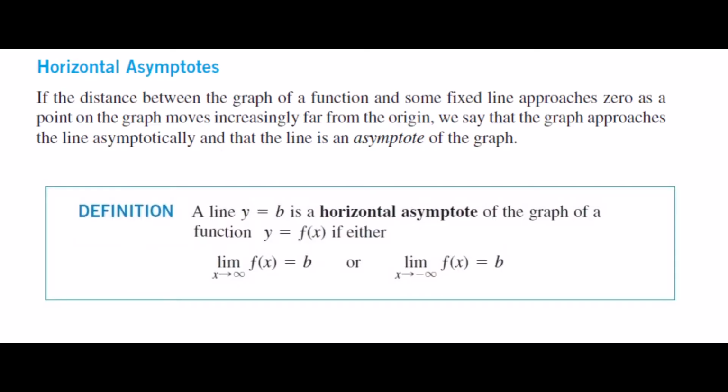Okay, as a reminder, let me give the definition of horizontal asymptotes. If the distance between the graph of a function and some fixed line approaches zero as a point on the graph moves increasingly far from the origin, we say that the graph approaches the line asymptotically, and that the line is an asymptote of the graph.